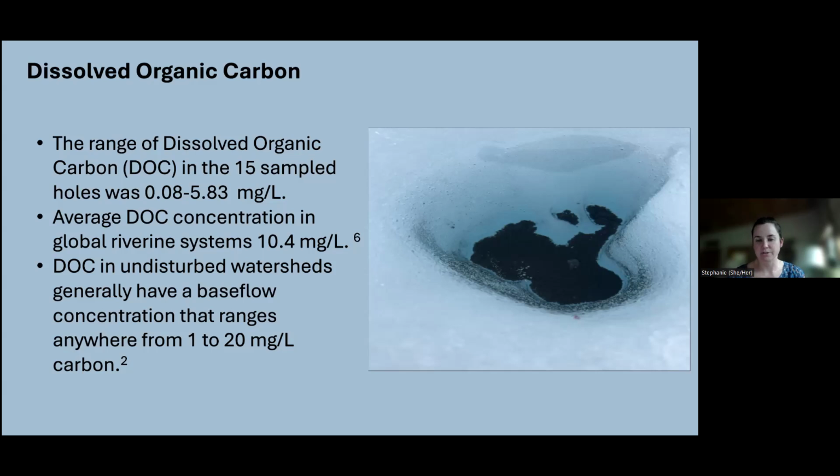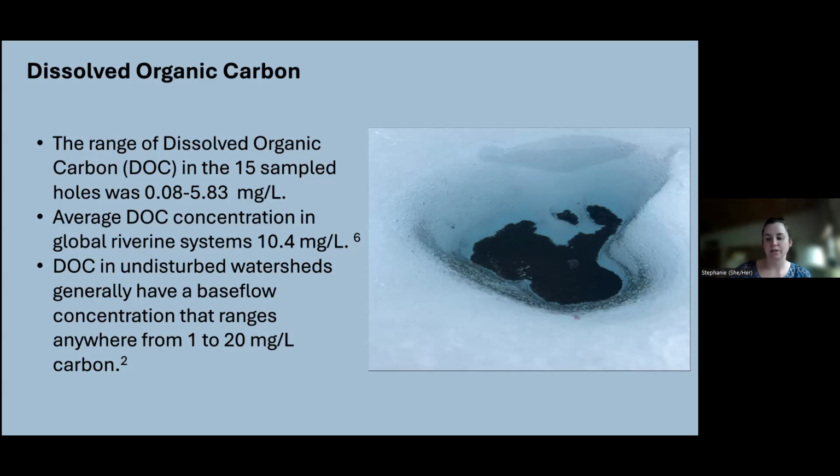Potentially a reason for that is, you can see to the right, the cryoconite hole water is very, very clear. There's sediment at the bottom, but the water itself is basically crystal clear. And river systems obviously have a lot more input into them. So that could be an explanation for why the concentrations are lower. Also, if you look at the undisturbed watersheds in the world, they have a base flow concentration with a range of 1 to 20 milligrams per liter. So the dissolved organic carbon found in the holes is within that range.